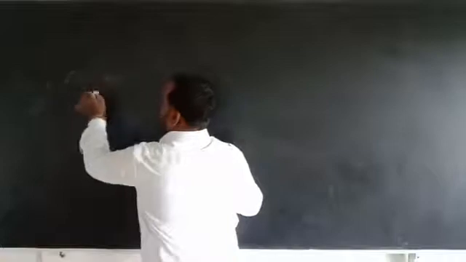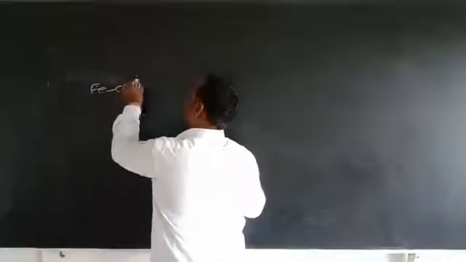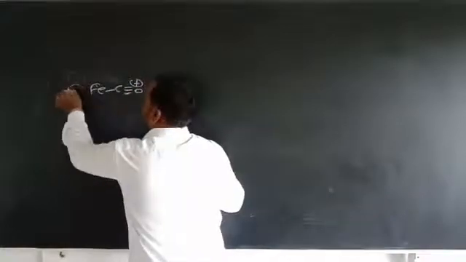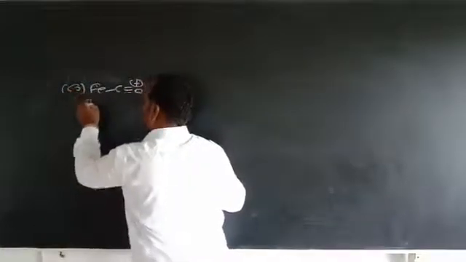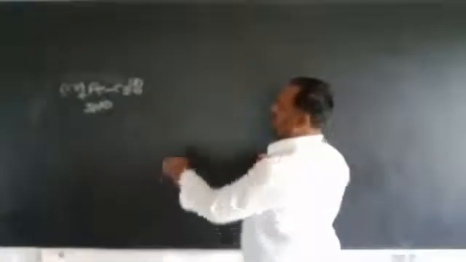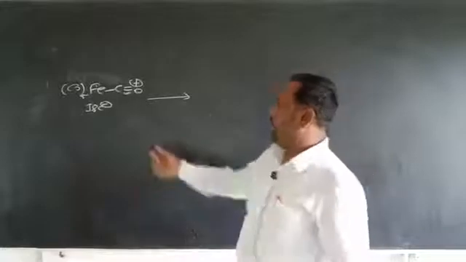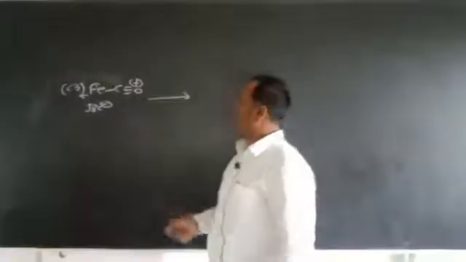So we can write this as Fe, C triple bond O with positive charge, and (CO)5. So it is an 18 electron species. It will show, so a nucleophile can attack on this carbonyl because it is electron deficient.